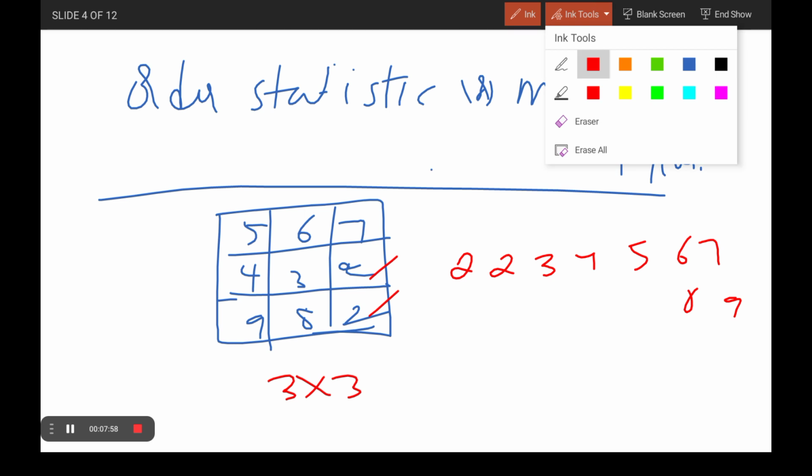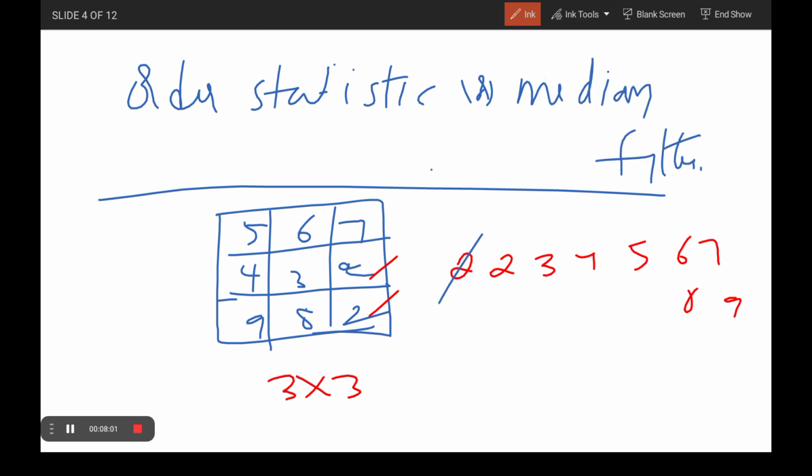So what is the middle value here? The middle value is 5. That means the central pixel value is replaced with the median value. Like this, we can enhance the corresponding values.